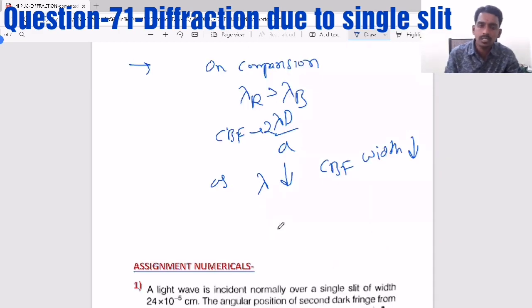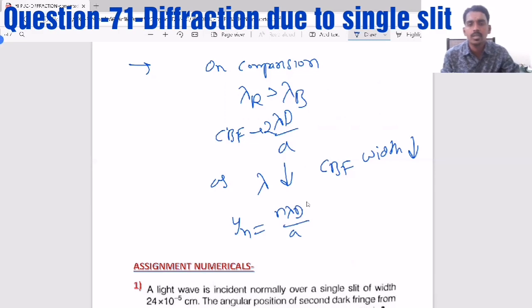Because if you consider the distance of nth minima or maxima, it is n lambda d by a. So it is proportional to lambda. As lambda decreases, then yn value also decreases. So that the fringes will become closer. Now they come closer and they become narrower. So this is how the questions can be asked based on diffraction.